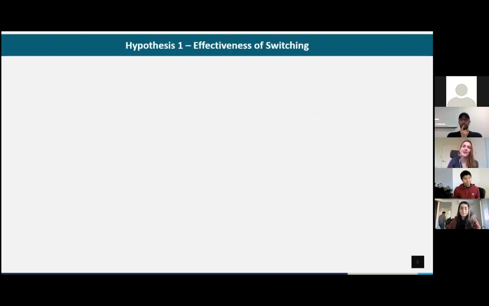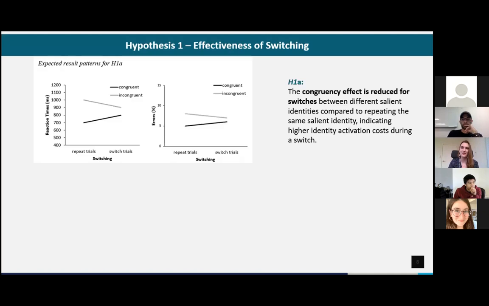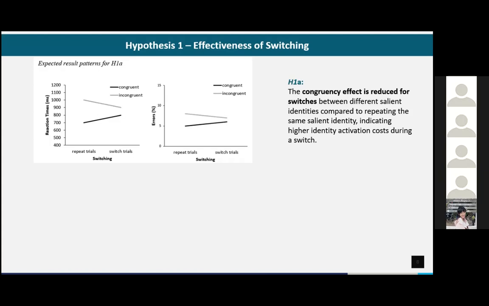And then we looked at our main hypothesis, which looked at how effective switches actually are. And bear with me, I'm just quickly going to walk you through the result patterns that we would expect if there were switch costs or if there weren't any switch costs, just to unravel that a little bit. So those are not our actual results yet. So the alternative hypothesis would be that if there are identity activation costs, we would expect that the congruency effect, so identity salience, is reduced after a switch.